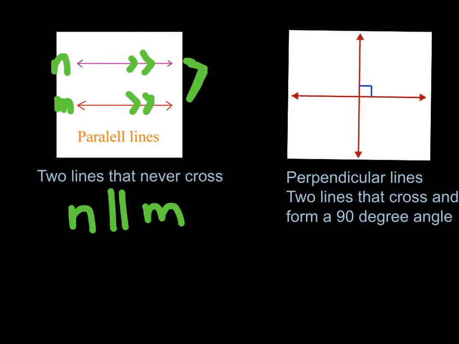Perpendicular lines, moving over to the next picture, are two lines that cross and form a 90-degree angle. 90 degrees is always the little square in the corner. The way this would be written, so let's say this is line M and this is line N, we would say M is perpendicular to N. So it kind of looks like an upside down T, but that stands for perpendicular. M is perpendicular to N. That stands for perpendicular.